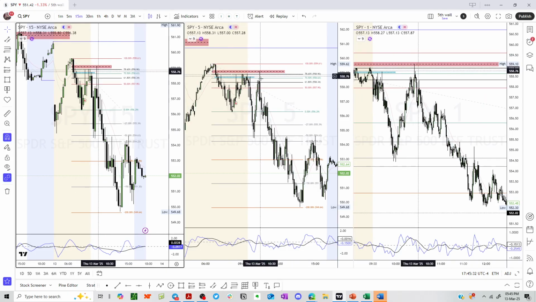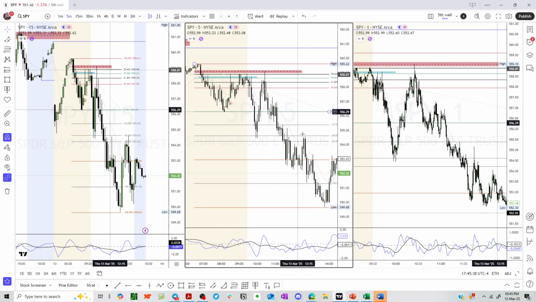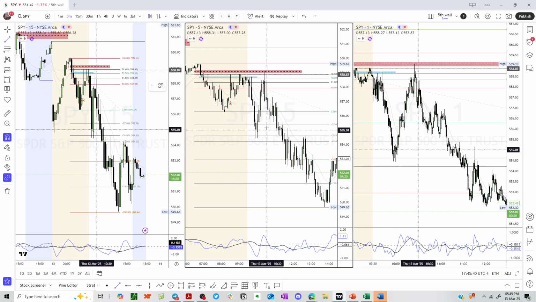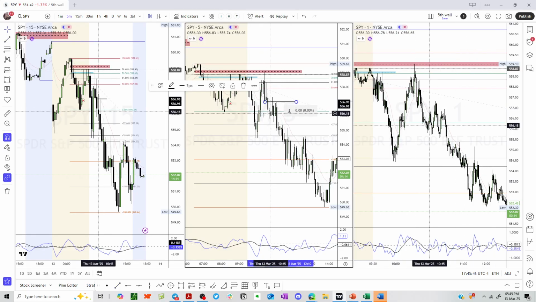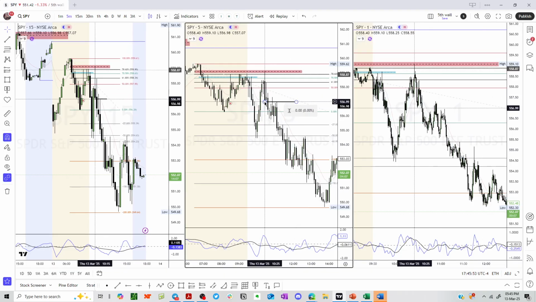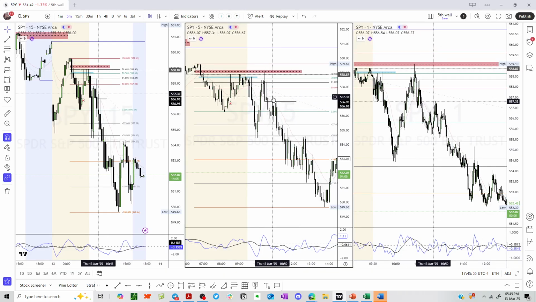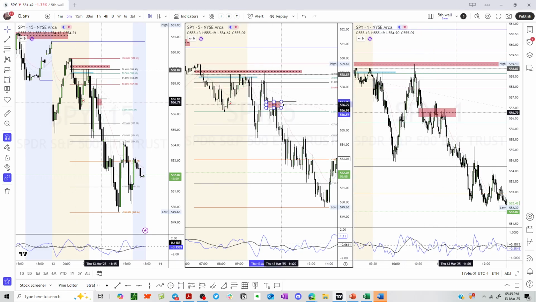Turtle soup is on a 5-minute. So you have this run on stops. This would be your market structure shift here. Right, and below this swing low here and the retracement. And that would be your entry short.